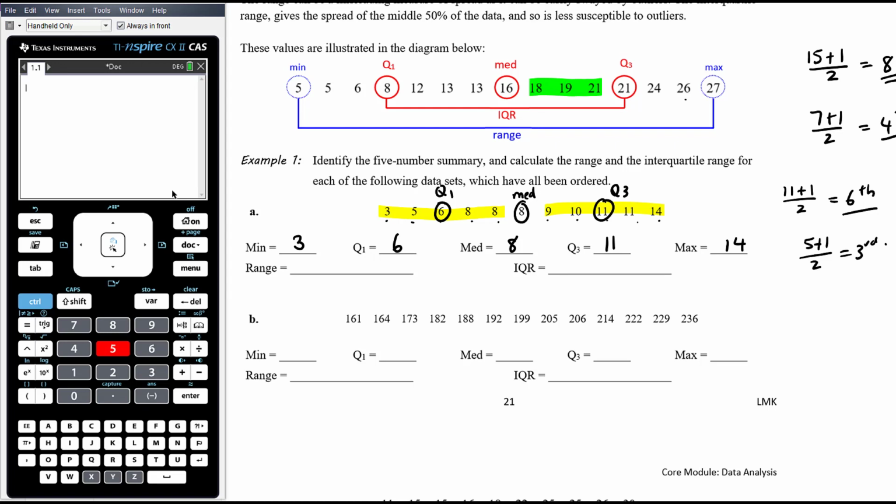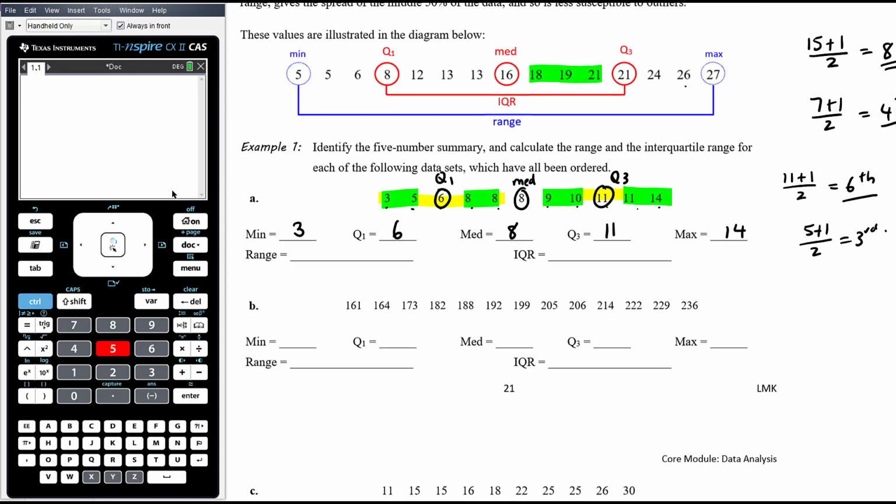Again, you should be able to check. You've got 2 bits of data, then Q1, 2 bits of data, then the median, 2 bits of data, then Q3, 2 bits of data. All right, the range is max minus min, so 14 minus 3, so the range is 11. And the interquartile range, or IQR, is the upper quartile, Q3, minus the lower quartile, Q1, so 11 minus 6, which is 5. So the data spans a range of 11 values. The middle 50% of the data spans a range of only 5 values.